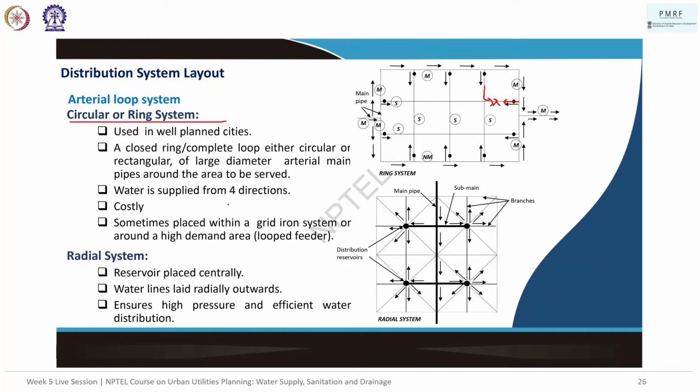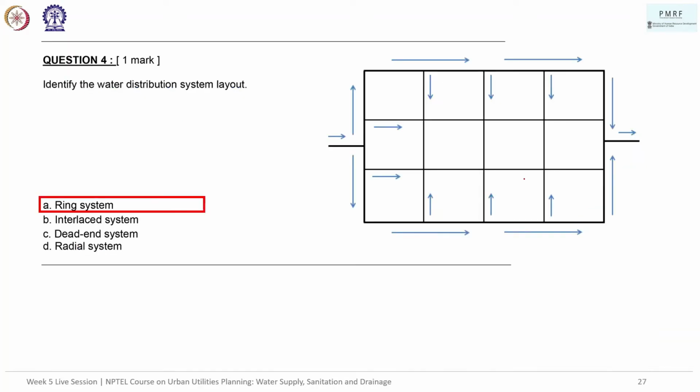There is a small difference between the radial system and ring system. Both of them are arterial systems, but radial system looks like one reservoir located here and water supply radiating from the central point. So that's a radial system, right? So the answer here is A, ring system. Any queries regarding this? I hope it's clear.